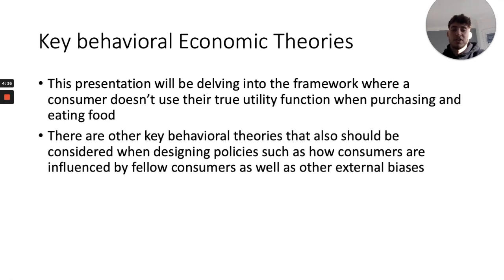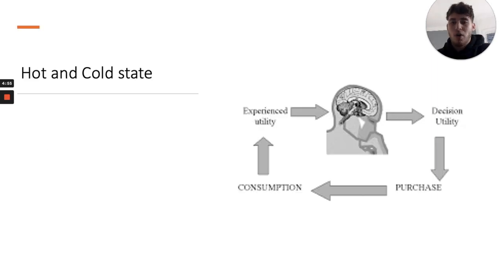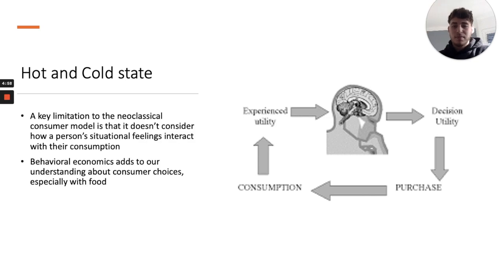Other notable ones to mention, which can also help us design policies if we're trying to encourage healthy eating, is that consumers are affected by one another as well as other external biases. However, we're going to look at mostly when a consumer doesn't use their true utility function due to what we're about to talk about. So hot and cold state decisions.